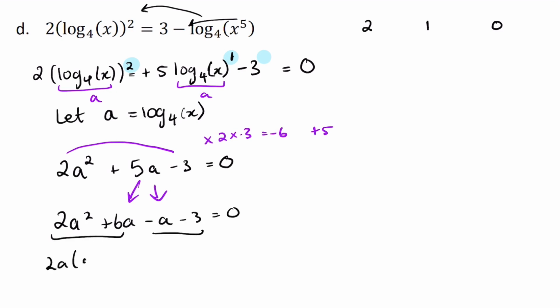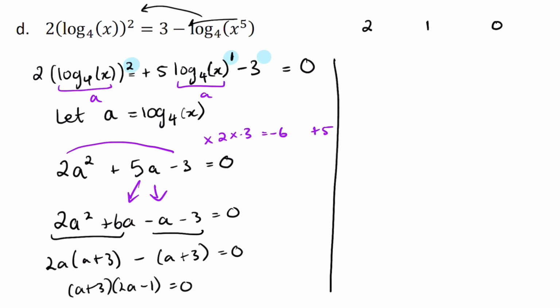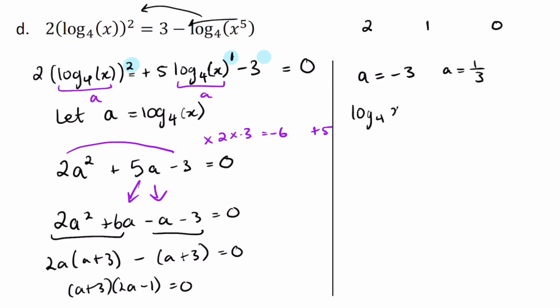Then I can factorize by grouping. Here I can take out 2a, and here I just need to take out the negative. Then I will factorize the a plus 3 out, and I end up with a plus 3 times 2a minus 1 is equal to 0. So here I get a is equal to negative 3, and a is equal to 1/3. But of course, I'm not solving for a, I'm solving for log base 4 of x. So now I'm going to substitute that back in. So log base 4 of x is equal to negative 3, and log base 4 of x is equal to 1/3.